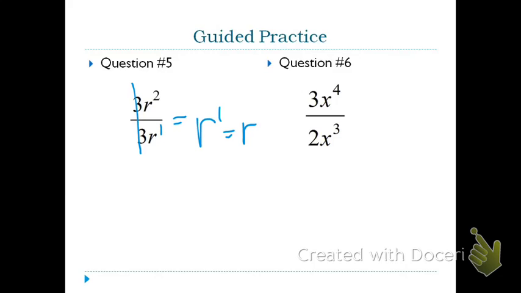Question 6. Here you have a 3 over a 2. 3 over 2 does not reduce, so our answer is still going to have a 3 in our numerator and a 2 in the denominator. But then we have x to the 4th over x to the 3rd. They're the same basis, so you would have to subtract their exponents. And because there's more x's on top than there are on bottom, we're going to leave the remaining x on top. So 3x over 2.